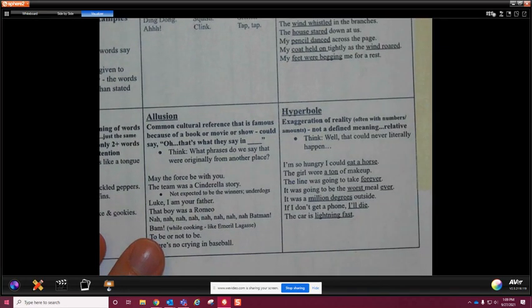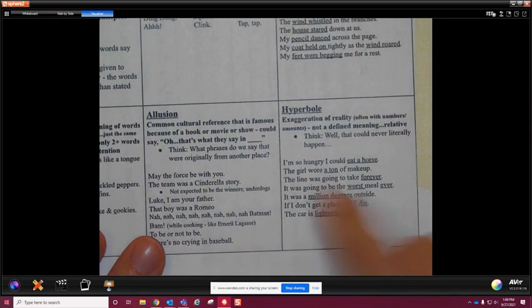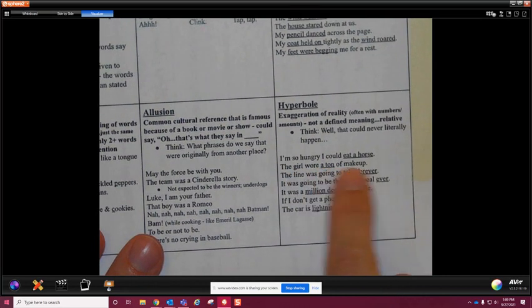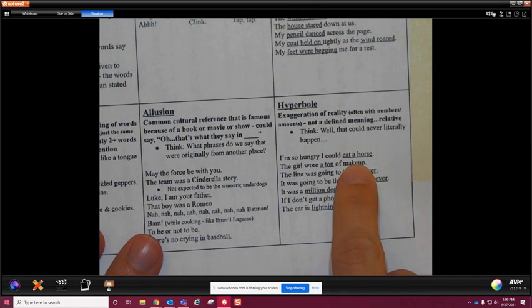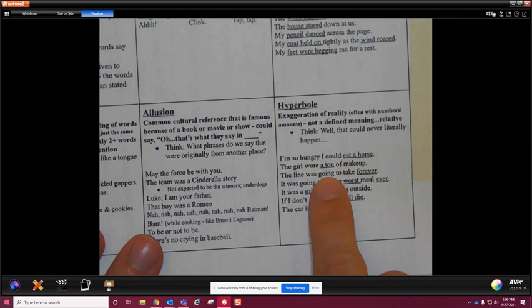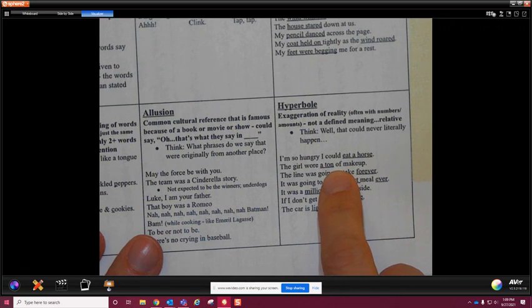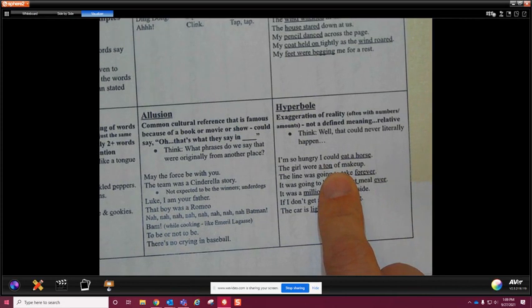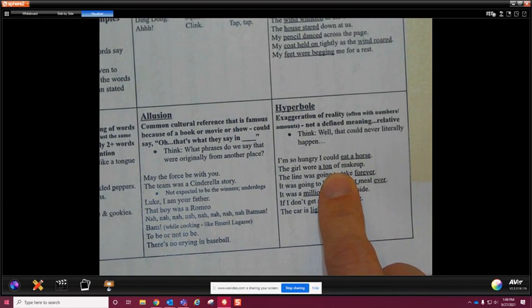Okay. Then we have hyperbole. This is an exaggeration of reality. So for instance, right here, it says, I'm so hungry I could eat a horse. They're not actually going to eat a horse, they're just really, really hungry. Or this one, the girl wore a ton of makeup. A ton is 2,000 pounds. There's no way someone could wear 2,000 pounds of makeup. So it doesn't literally happen, but it's a way to be like, whoa, that's a lot of makeup kind of thing.